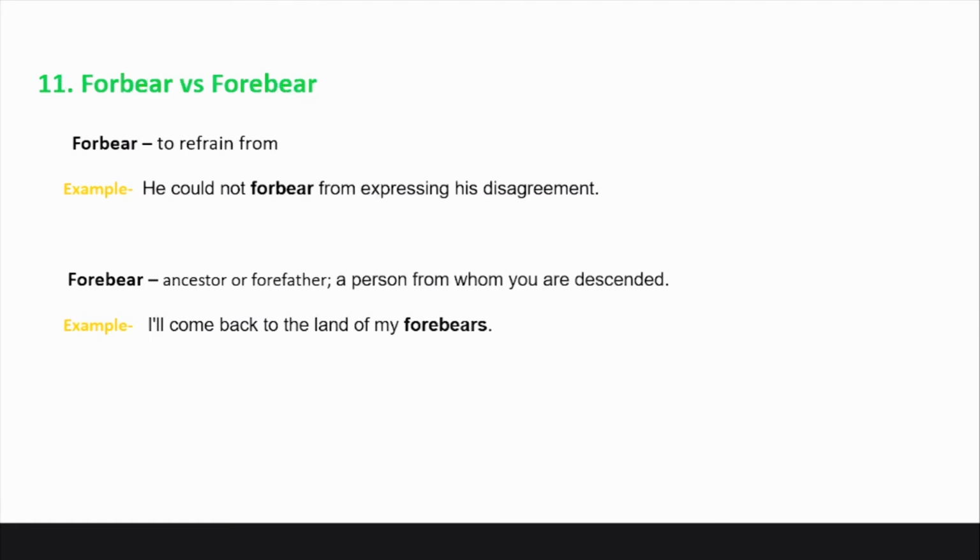Let's look at an 11th pair, forbear and forebear. Forbear, meaning to refrain from. Let's look at the example. He could not forbear from expressing his disagreement. Forebear, meaning ancestor or forefather or a person from whom you are descended. Let's look at the example. I'll come back to the land of my forebears.